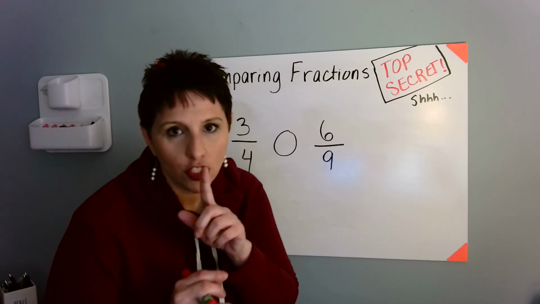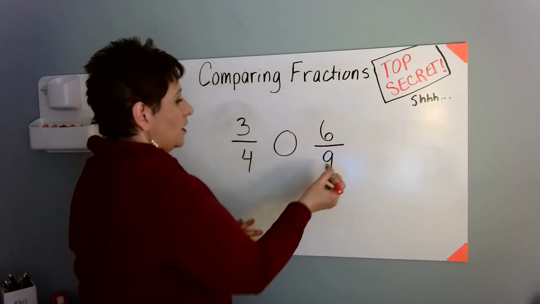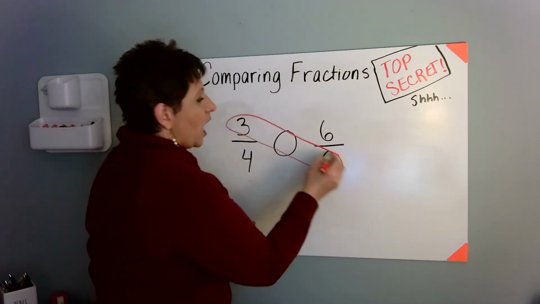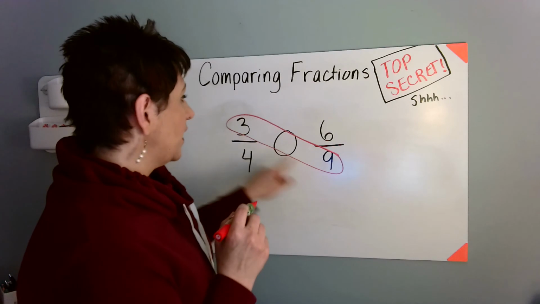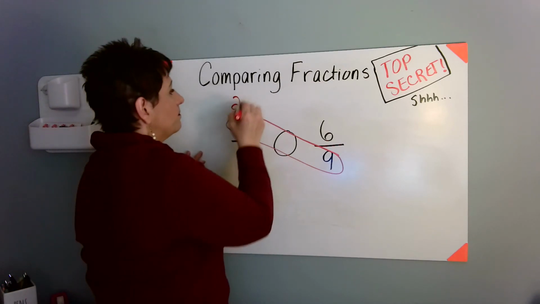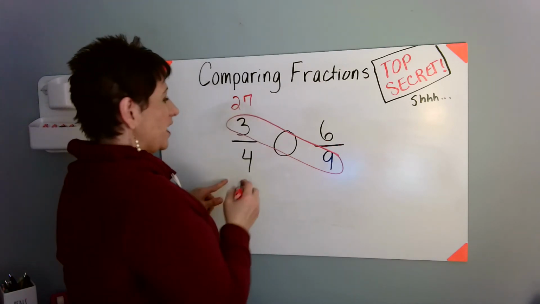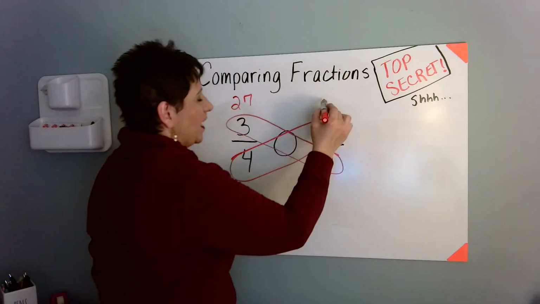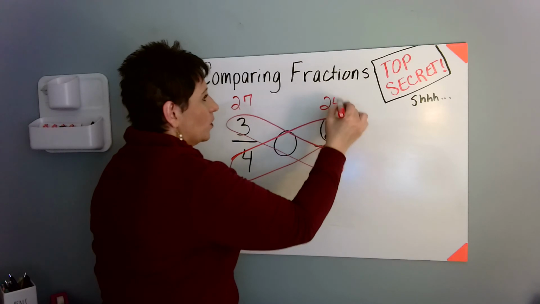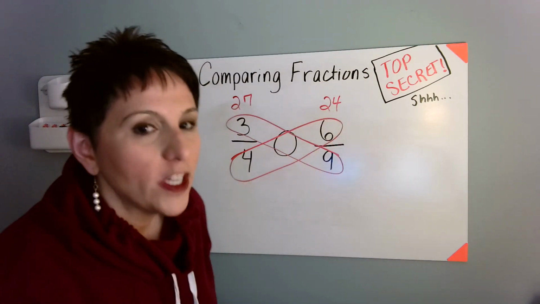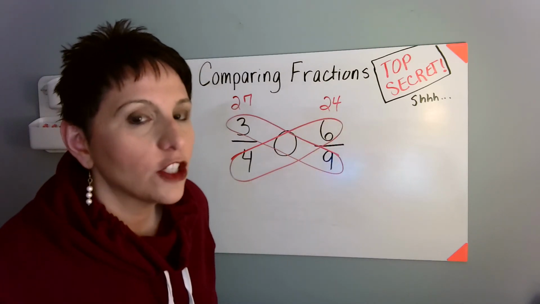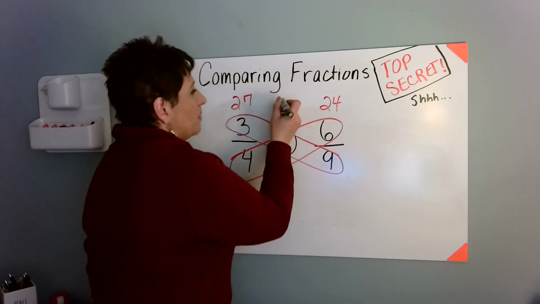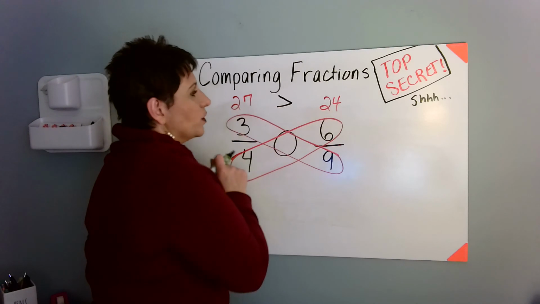So easy. Watch. Shh. This is why it's top secret. Take my 9 and my 3. I'm going to multiply those together. 9 times 3 is 27. And then I'm going to take my 4 and my 6, and I'm going to multiply those together, and I get 24. Which number is bigger, 27 or 24? 27. Make your big mouth point toward the 27.